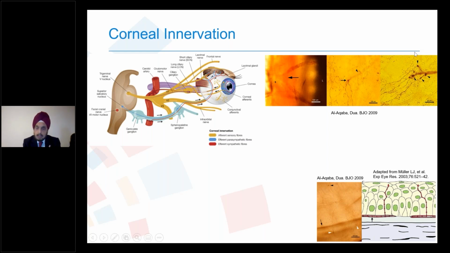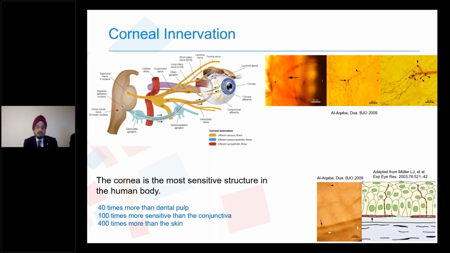From there, these neurites arise, and these bulb-like structures can number up to 6 or 8, as you see here. This subbasal plexus of nerves that arises from these neurites travels in a coronal plane along the subbasal part of the cornea, and then vertical elements rise straight into the epithelium to terminate intraepithelially. This makes the cornea the most sensitive structure in the human body: 40 times more sensitive than the dental pulp, 100 times more than the conjunctiva, and 400 times more than the skin.